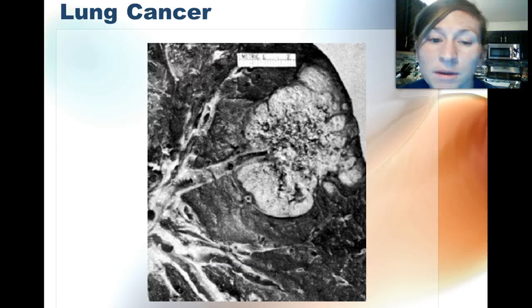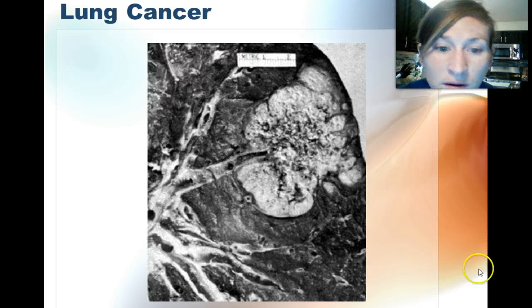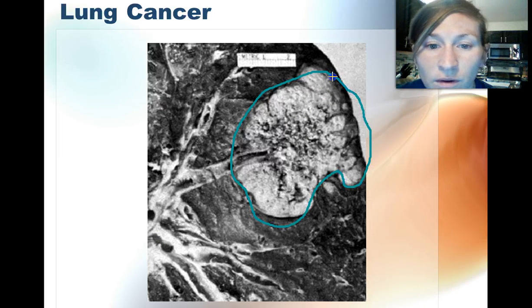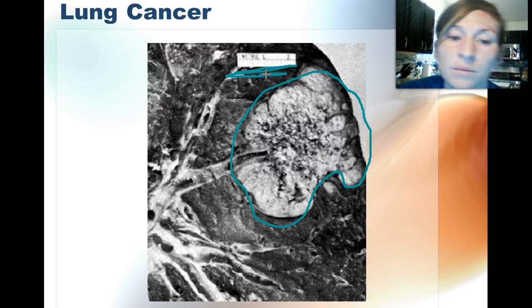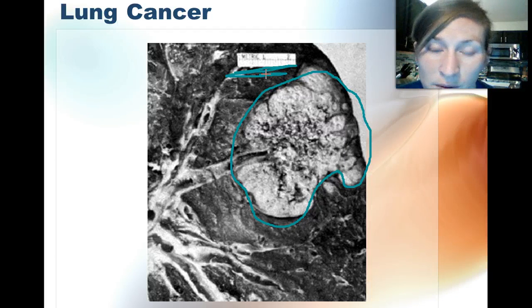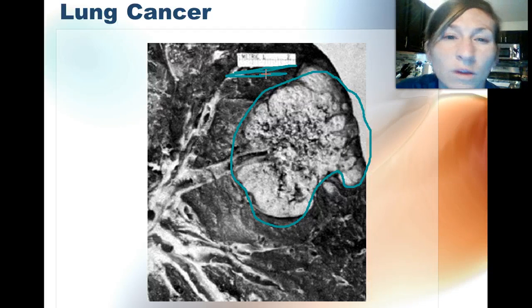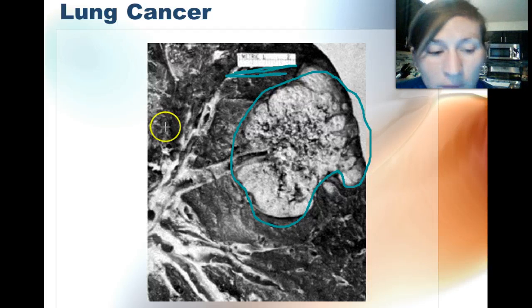Here is a picture of somebody with lung cancer. You can see this large mass in the upper right corner of the lung, right here. And this is obviously a very large mass. Here you have a ruler kind of showing you how big it is. And you can see how it would affect you being able to breathe properly. And if this continues to grow, your lungs aren't going to be able to function properly, which can lead to even more problems.